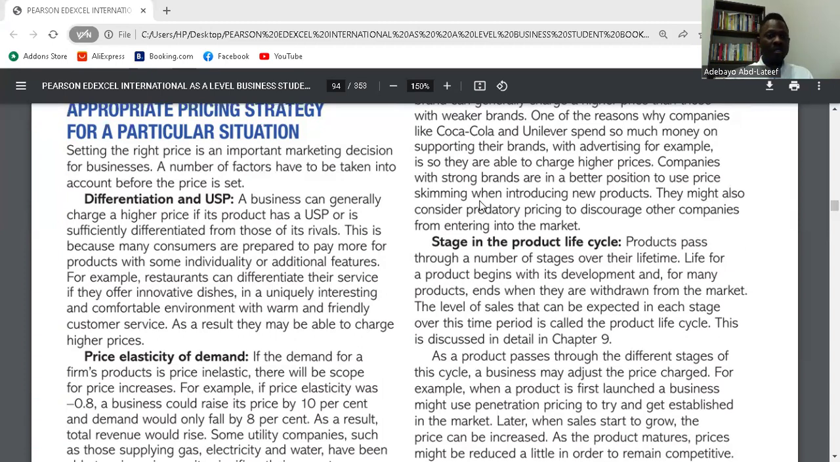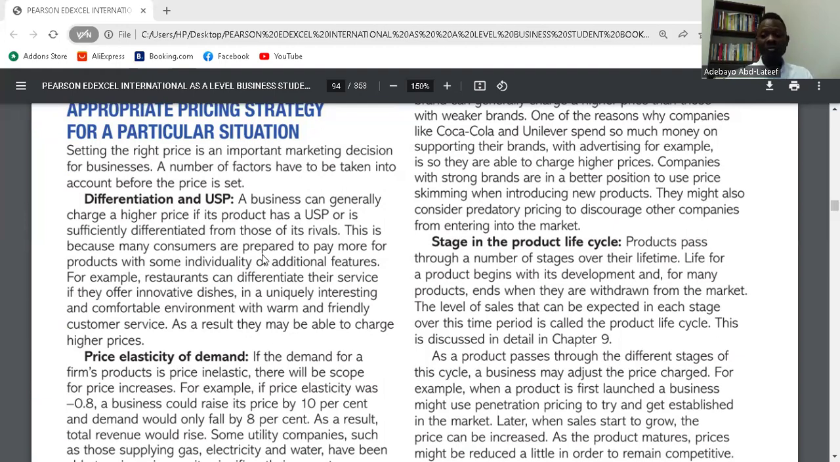Do you get it? So this is because more consumers are prepared to pay more for the product with some individuality or additional features. So as a result, at the end of it, they say as a result, they may be able to charge higher prices. That's about product differentiation. I think it's clear.